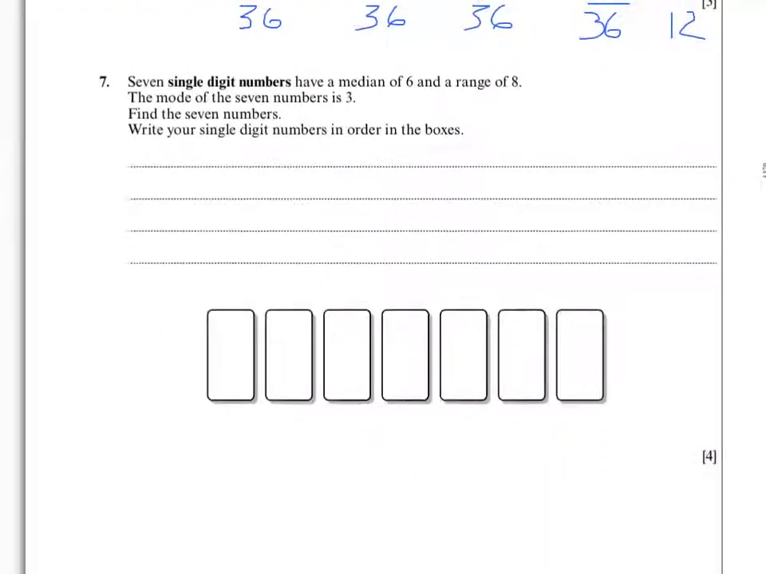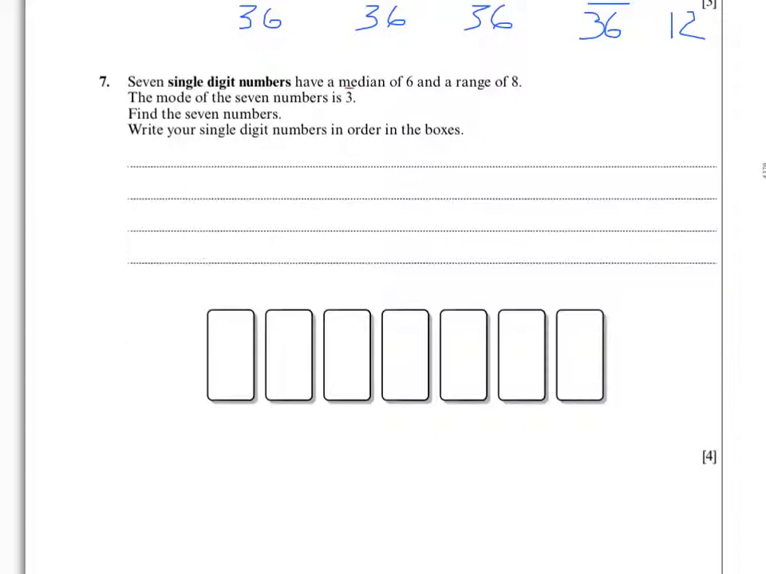Now, question 7, change of topic. We're looking at our median, mean, range, and our mode. So it tells us that 7 single-digit numbers have a median of 6 and a range of 8. The mode of the 7 numbers is 3, and we've got to find out what the 7 numbers are.